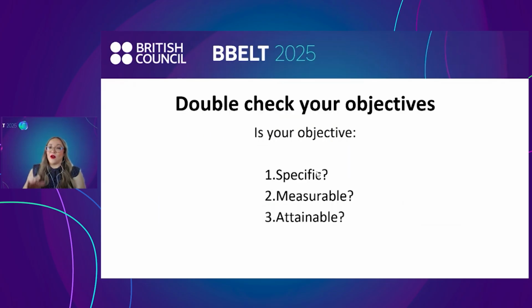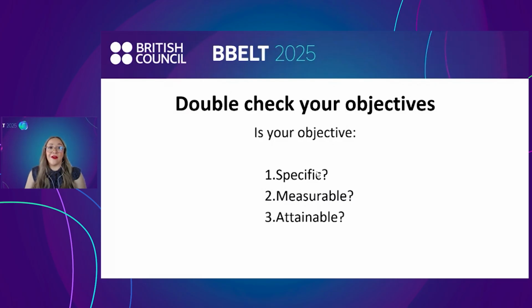And always, always, always double check your objectives. What do I mean with this? Is your objective specific? Is your objective measurable? And is your objective attainable? After we have written them, we should always double check in order to know if they are good to go or not. Simply answer yes or no to any of these questions.